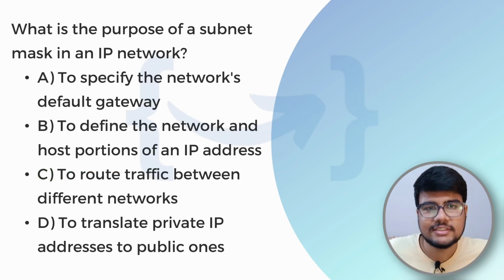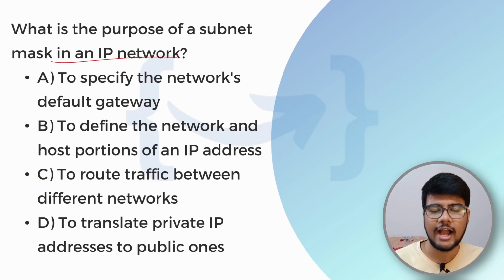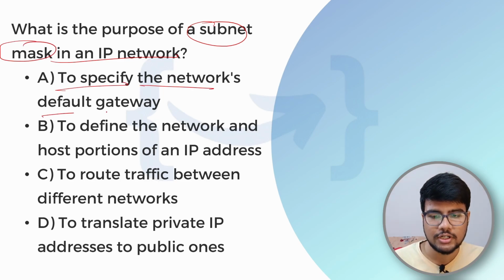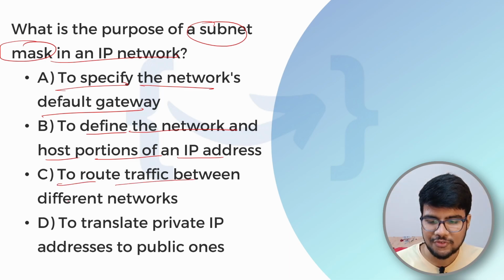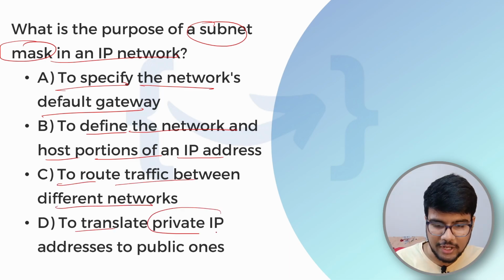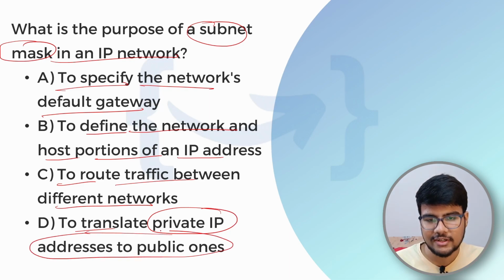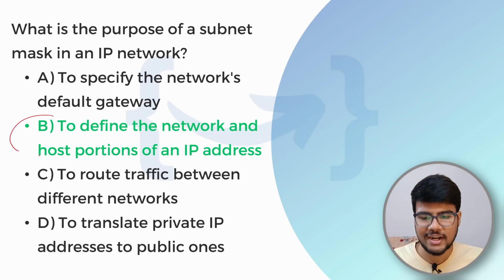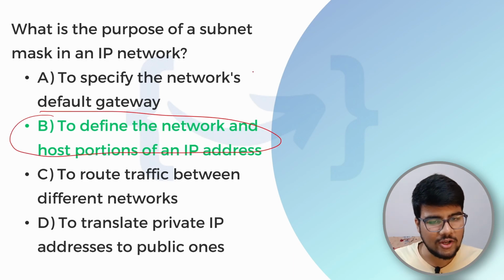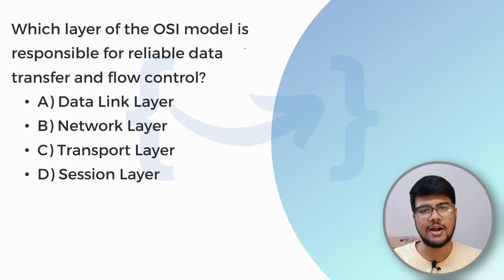Now, what is the purpose of a subnet mask in an IP network? To specify the network default gateway, to define the network and host portions of an IP address. See, do you think any of the options makes sense till now? If yes, okay; to route traffic between different networks, to translate private IP address to public IP address. So now, I know you have marked the option right, which is B, the right option of this question. So +1 mark for marking this question right.